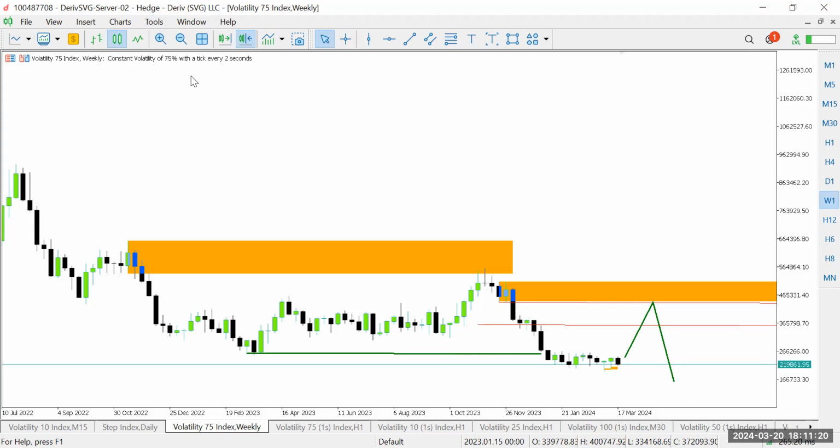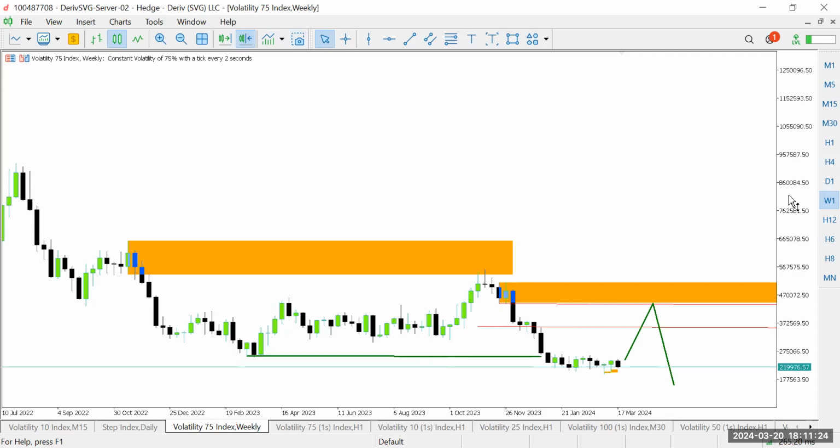There's another block there. So the H4 buy will be a retracement on the weekly. Here we had a lower low, lower high, lower low, and then price moved sideways.